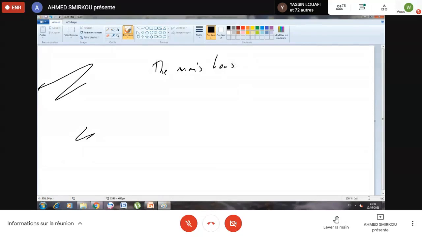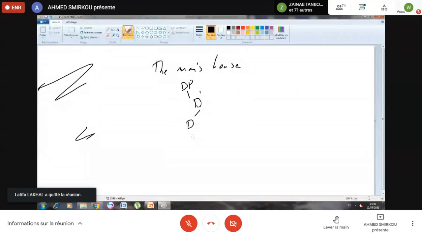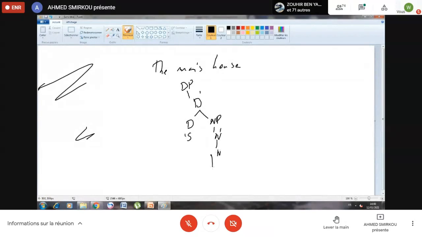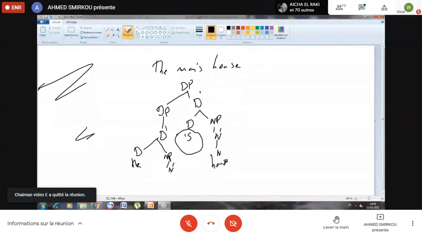The man's house. So the rule says DP, D bar, D zero bar. This is the head of everything, and this is the possessed: NP, N bar, noun, house. So this is the head, everything, this S. And then the second DP, D bar, D zero bar, which is the, and then the NP. So the NP is always sister to D zero bar, dominated by D bar, okay, N bar, noun, man.